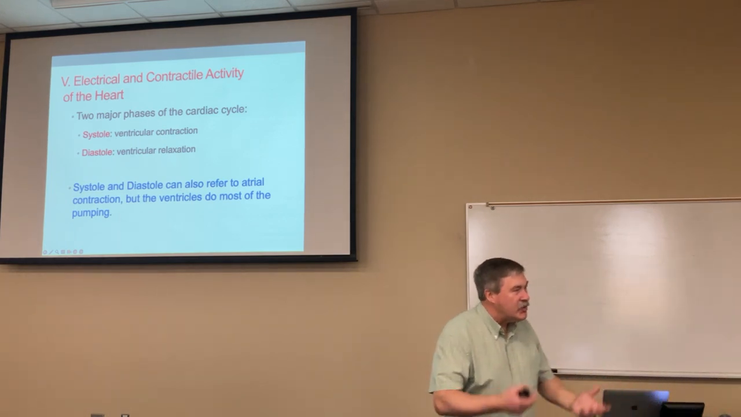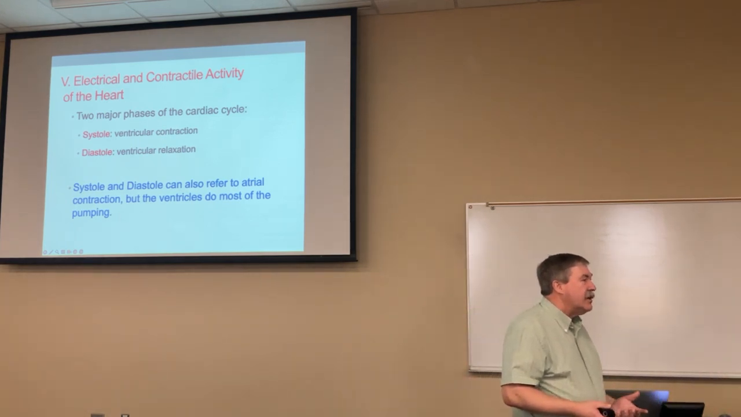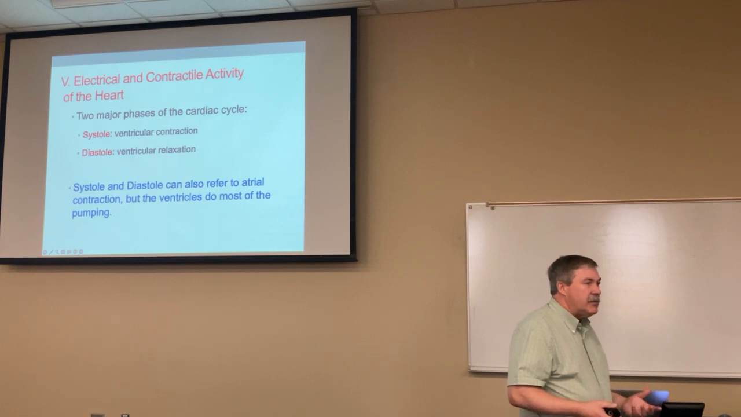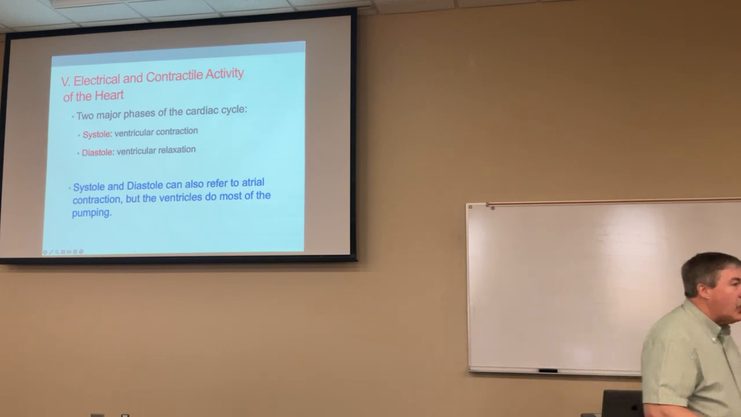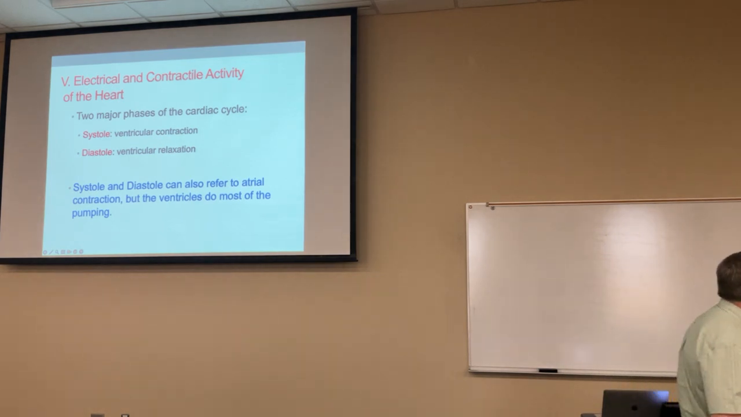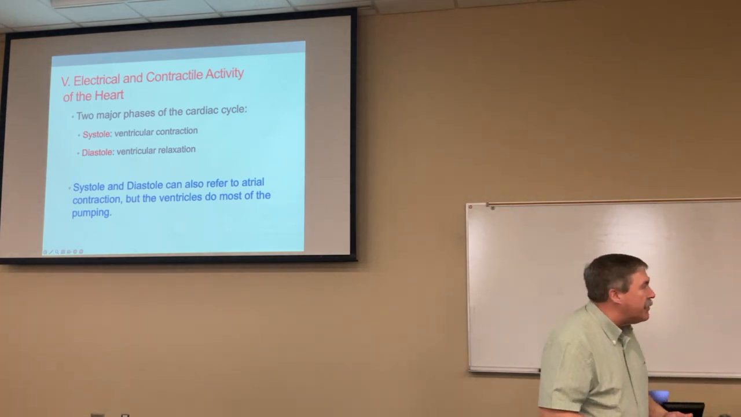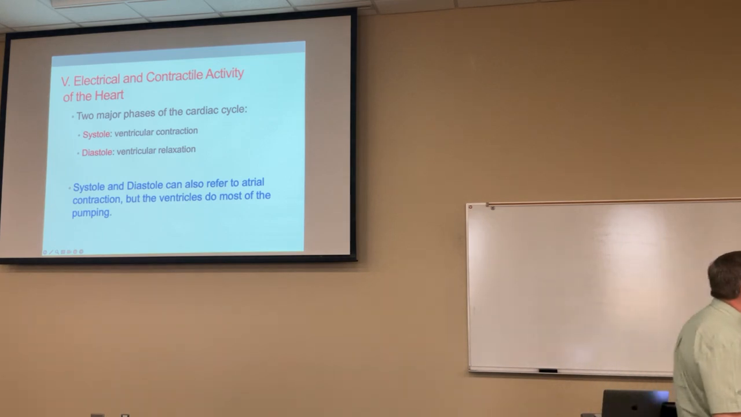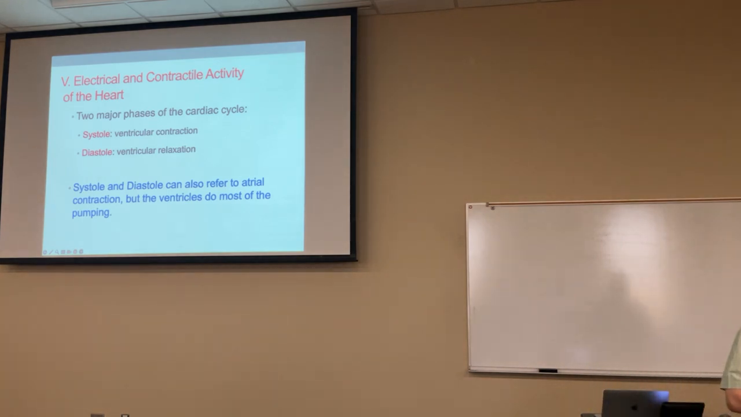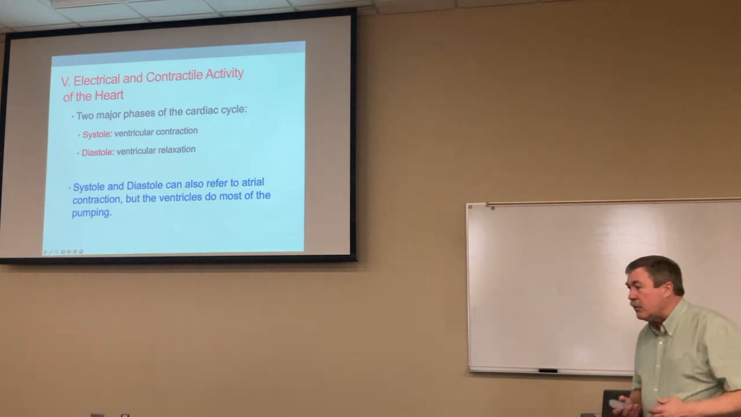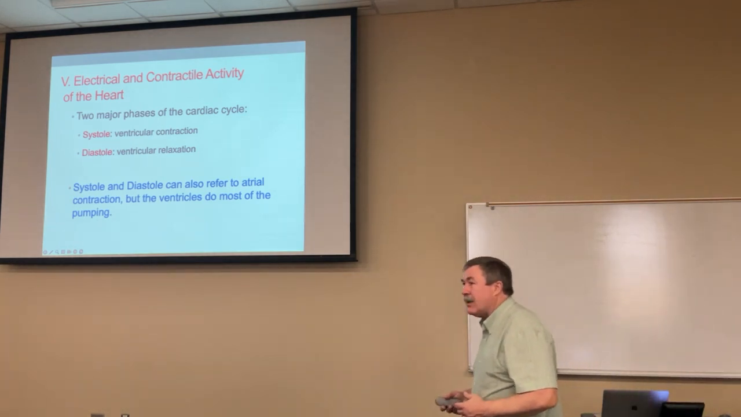The atria are mostly just receiving chambers, and they only contribute a relatively small part to the total volume of blood that fills the ventricles. So we define the cardiac cycle in terms of ventricular contraction and relaxation. The phase of ventricular contraction is called systole, and the phase of ventricular relaxation is called diastole.